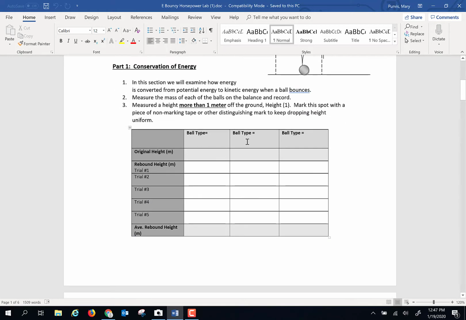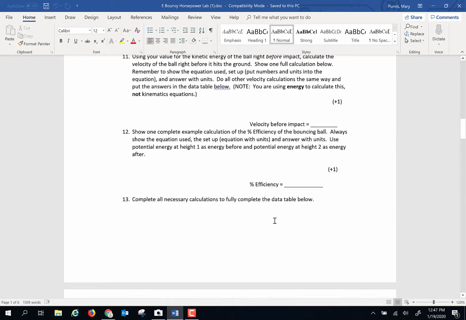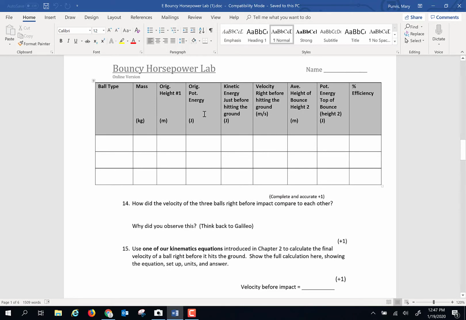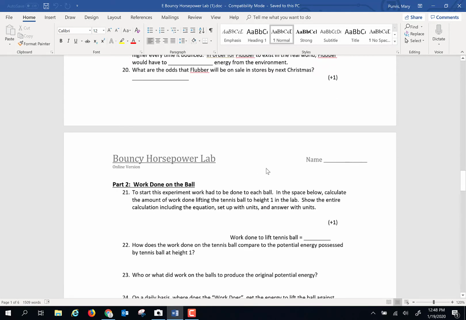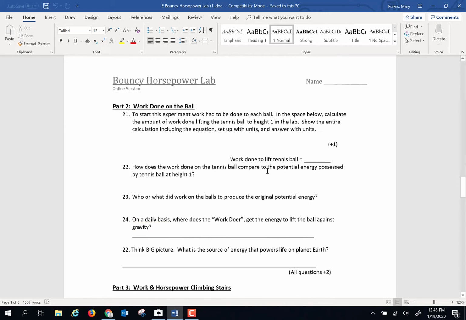You're going to take 3 different types of balls, bounce each multiple times, find an average, and then with that information, you're going to calculate the original potential energy at the first height, the kinetic energy right before it hits the ground, and the velocity before hitting the ground. Then you're going to record the average height of that rebound, calculate that potential energy after rebound, and then determine which one of those balls is the most efficient, conserves the most amount of energy. And just sort of follow the little yellow brick road of questions through the lab, and they should lead you through most of the situations you've got going on.